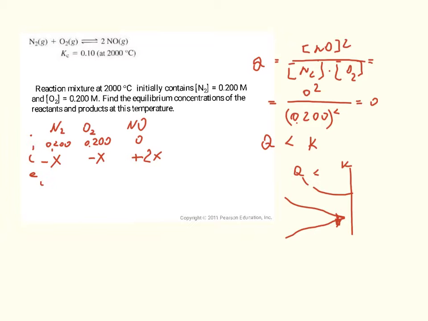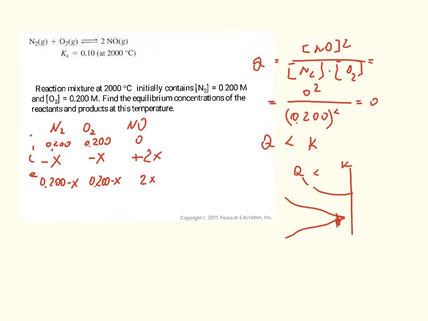Hence, the equilibrium concentration for nitrogen will be 0.200 minus x. For oxygen, 0.200 minus x. And for nitrogen monoxide, it's a plus 2x, and it's going to be just 2x.